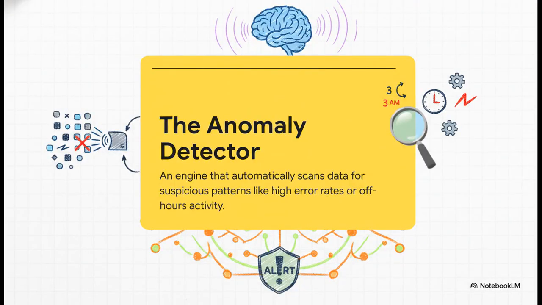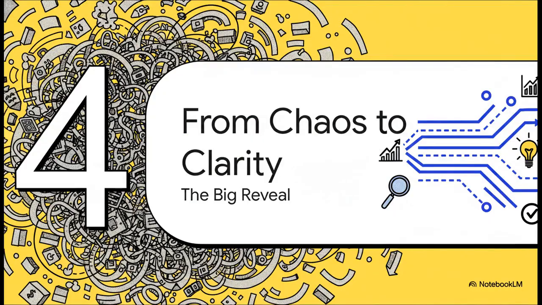But it's not just about being efficient. It's about being smart. You can think of this part as the script's brain, the anomaly detector. It's this intelligent engine that automatically scans all that data for you, looking for suspicious patterns. Things like a process that's failing way too often, or weird activity happening at 3 in the morning when no one should be working. All right, we've seen the problem, we've met our hero tool. Now it's time for the payoff. Section 4, From Chaos to Clarity.